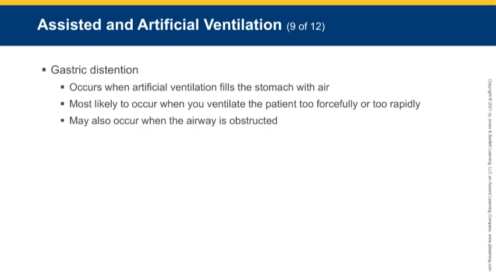One common issue during ventilation is gastric distension, which occurs when air enters the stomach instead of the lungs. To prevent this, ensure the airway is properly positioned. Ventilate at an appropriate rate, not too fast or forcefully. Monitor for abdominal distension and adjust technique if necessary. If distension occurs, reposition the head and check for airway obstruction before continuing ventilations.